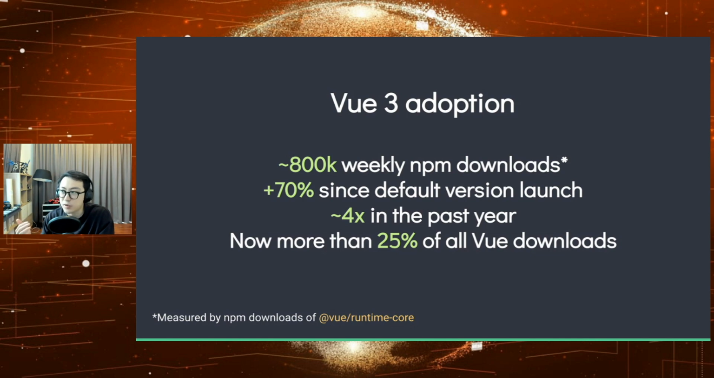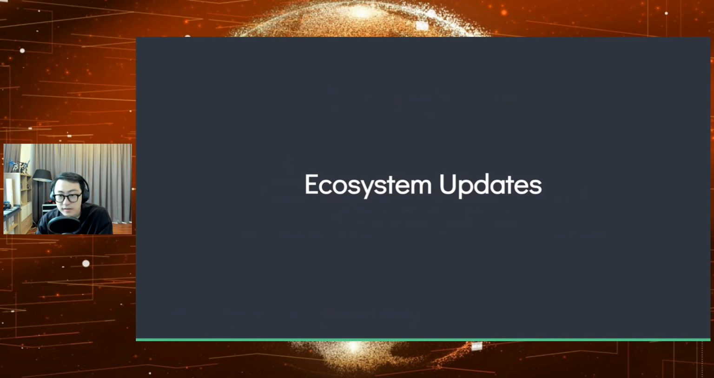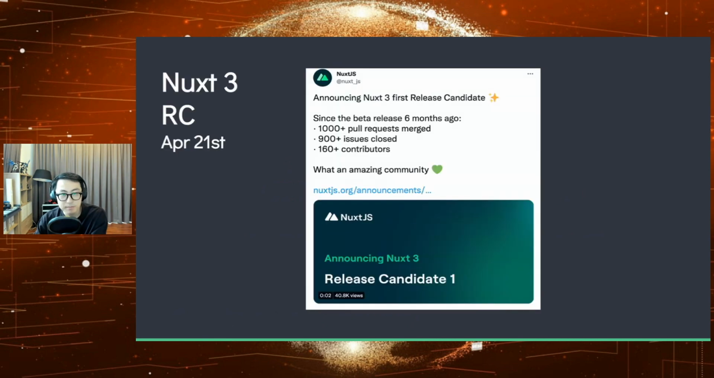At this rate, we're going to see the percentage of current Vue apps using Vue 3 rise very significantly by the end of the year. If we look back 1 year from now, last June, this number has quadrupled. So that's 4x in the past year. It accounts for more than 25% of all versions of Vue downloads now. I think we're very optimistic to see this number get much higher by the end of the year, which is great. Now, some ecosystem updates.